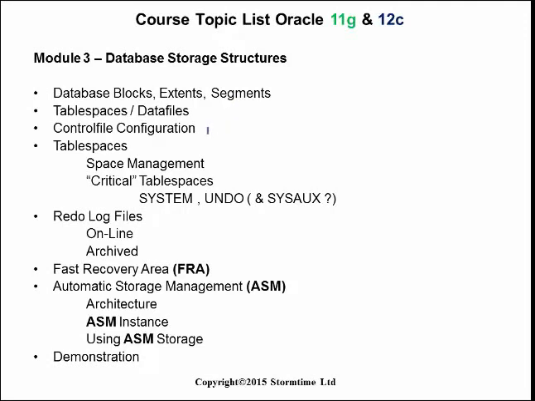Control file configuration. The control file is a very, very important, quite small binary file, but critical for an Oracle database to survive. Look at space management. We'll also talk about critical table spaces. These are table spaces which Oracle deems as critical. Critical to you as well, but you may have table spaces which are, in addition to these, where you store your application data, your application indexes. They're pretty critical to you, those, but not critical to the Oracle database instance.